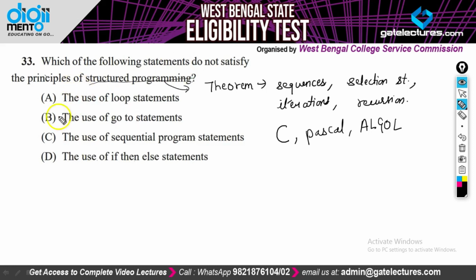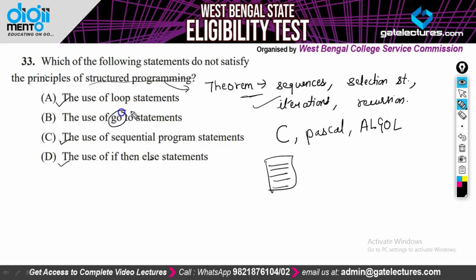So let's come to the options. Option A says the use of loop statements. Yes, it does use loop statements. Option B, let's come to it later. So next is the use of sequential program statements. Yes, it is right. If I'm following a routine, I'm using it sequentially. Okay. Now the use of if then else statements. Yes, we are using selection here. So it is following all the theorems.